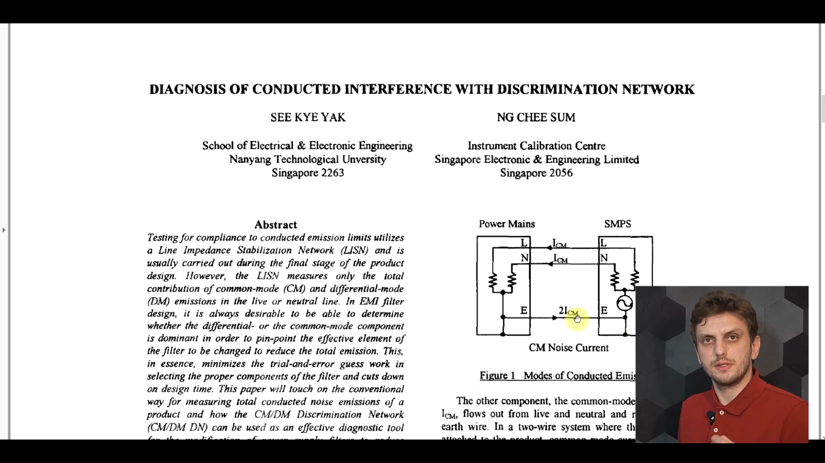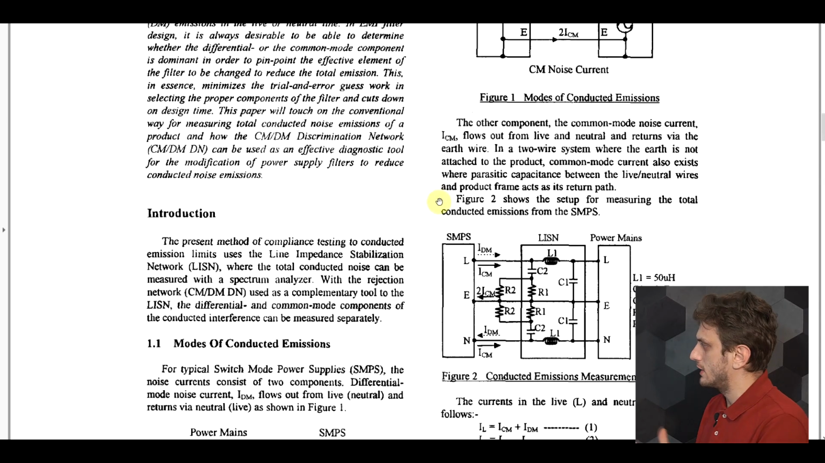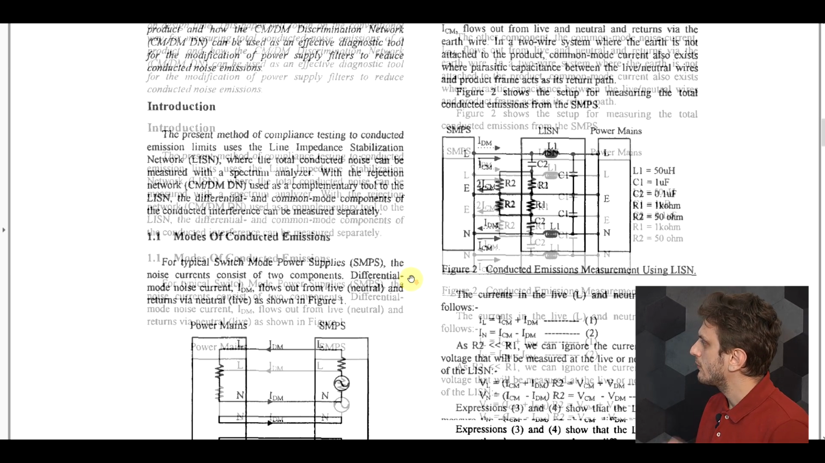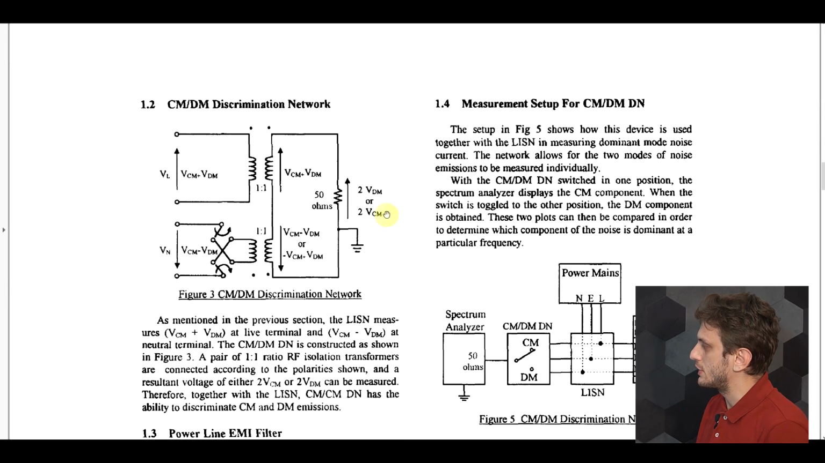I then came across this other paper. So this one's entitled Diagnosis of Conducted Interference with Discrimination Network. So this is an older paper and they discuss the same topic, so of common mode and differential mode noise, how it can be separated. And the network that is proposed here to separate the two noises is this thing. So this is a very basic setup.